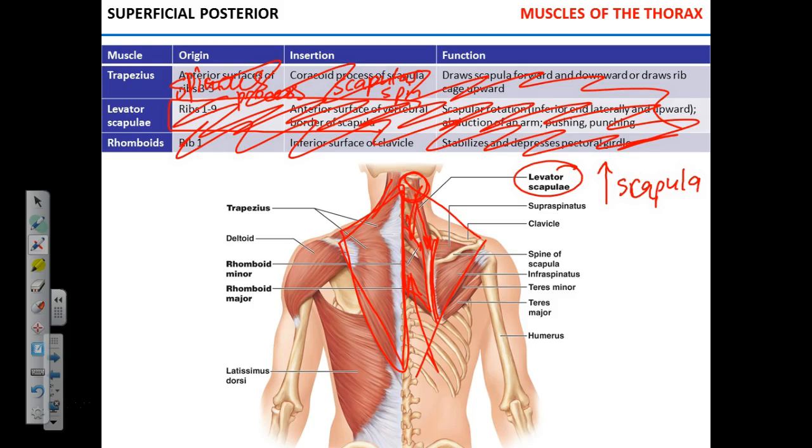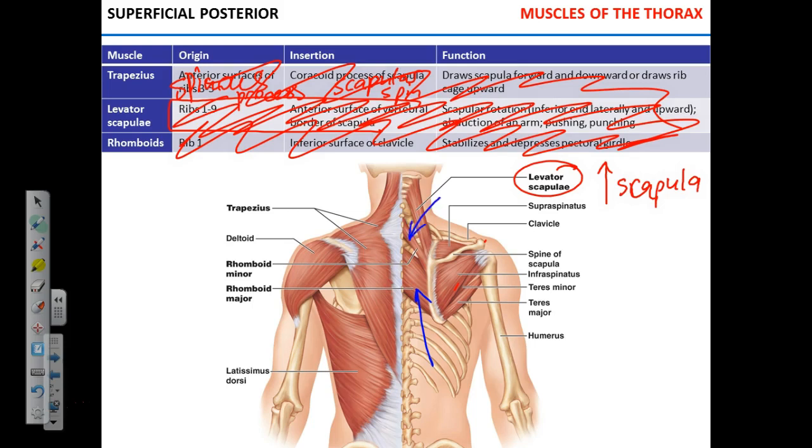Go ahead. No. Sure, no. It's not a dumb question. It's actually a great idea. Yeah. Absolutely. So that's rhomboid major better.